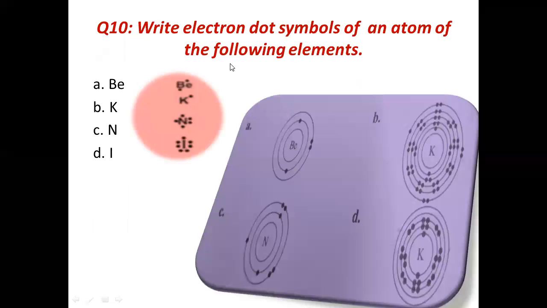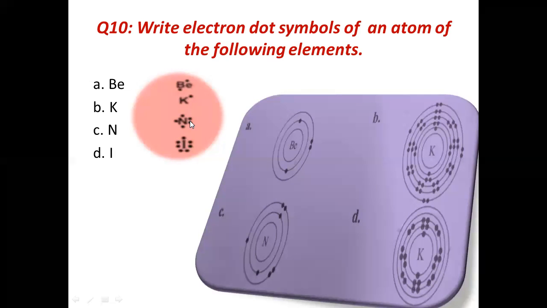Question number 10. Write electron dot symbols of an atom of the following elements: beryllium, potassium, nitrogen, and iodine. There are two ways. The first way is, as beryllium is present in group number 2, it has 2 electrons in the outermost shell. Those 2 electrons you will represent by just putting 2 dots on beryllium, one up and one down. Potassium has 1 electron in the outermost shell, we will put 1 dot.